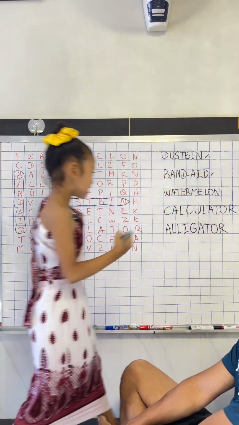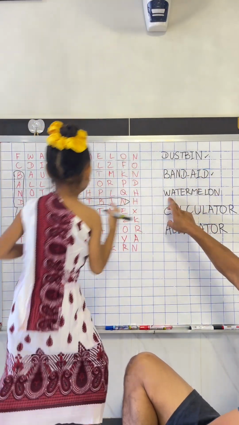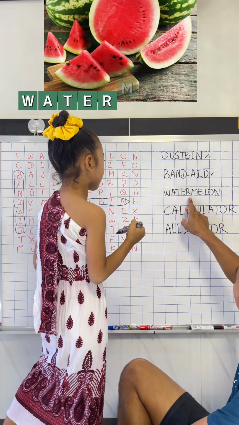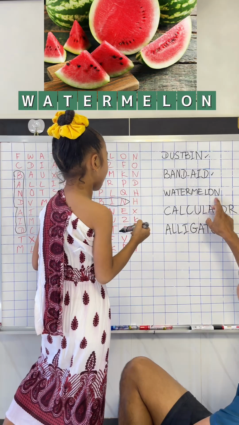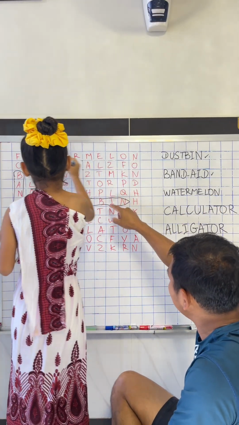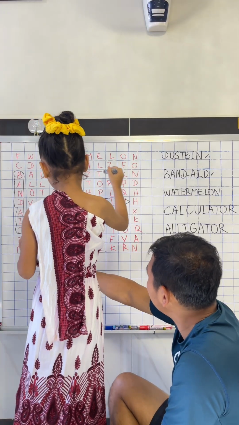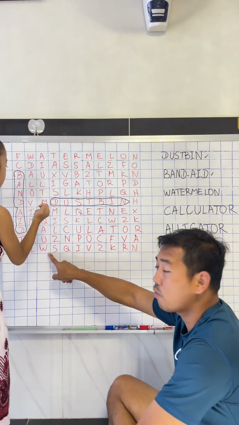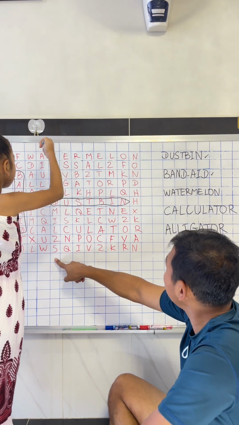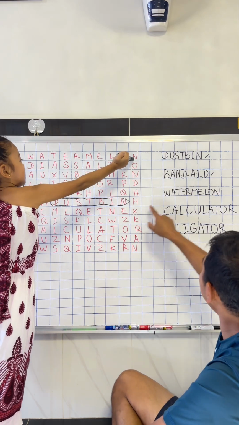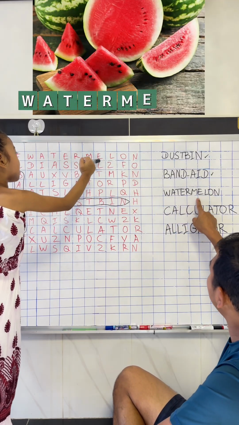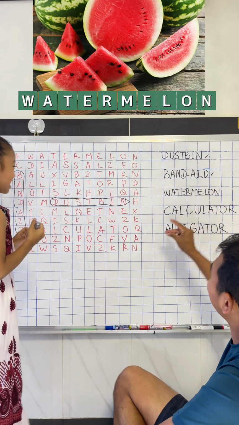Yes. And number 3 is watermelon. You can spell watermelon. W-A-T-E-R-M-E-L-O-N. Let me see. You find the W. No. This one W. Yeah. You can move a little. There are only two W. Maybe this one? Yeah, you can spell. Correct or not? W-A-T-E-R-M-E-L-O-N. Okay, correct.